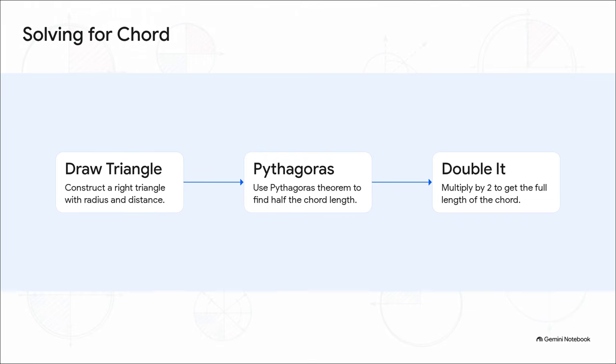Step 2. Use the Baudhayana Pythagoras theorem. The square of the hypotenuse minus the square of the other side gives us the square of the base. 13 squared is 169. 5 squared is 25. 169 minus 25 is 144. The square root of 144 is 12, so half the chord is 12 centimeters. Step 3. Don't stop there. Double the result. 12 plus 12 is 24 centimeters. The full length of our chord is 24 centimeters. Step by step, it's that easy.